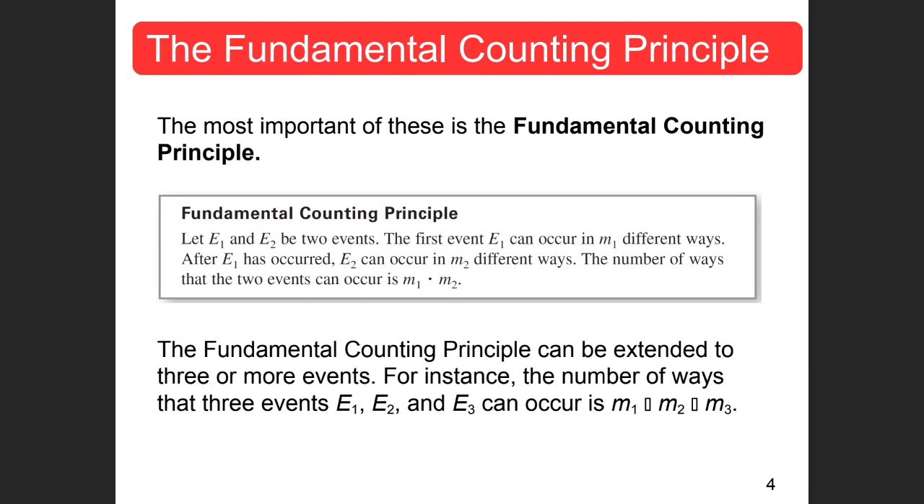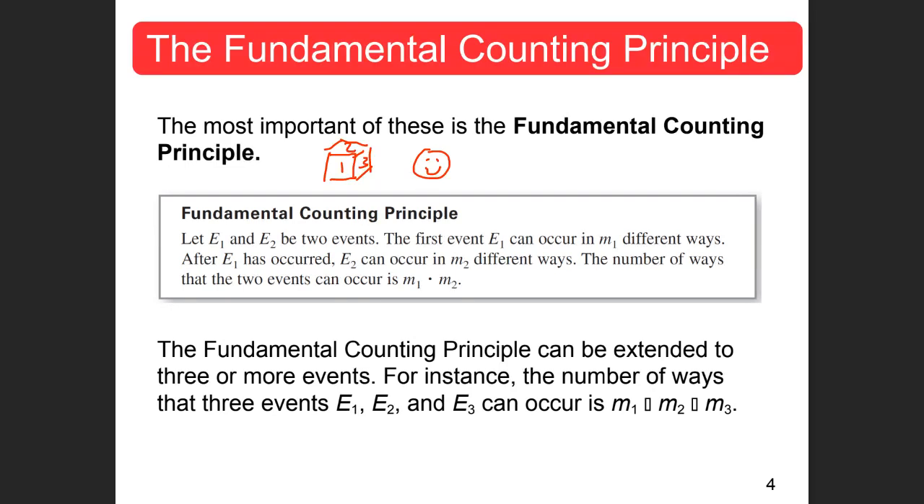Let me change my marker here. Let's say I have a dice. Let's see if I can draw this halfway decent. 6 sides. Maybe this is 1 and 2 and a 3, and then we have a coin. And we want to know, if I toss a dice and I toss a coin, how many different outcomes are there?